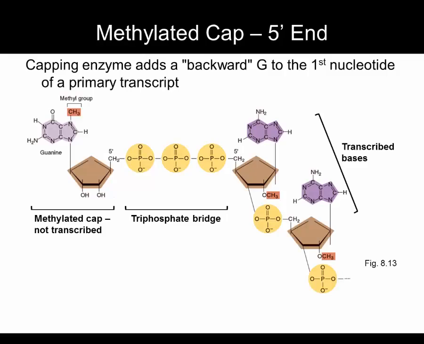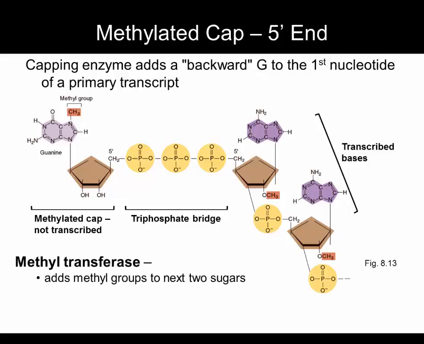This image shows the methylated guanine attached to the 5' end of the transcript. You can see it's attached backwards. The two sugars are linked from 5' carbon to 5' carbon via a triphosphate bridge. Also, it's not just the guanine that's methylated. A methyltransferase adds methyl groups to the 2' hydroxyls of the first two sugars of the transcribed nucleotides. This all stabilizes the mRNA molecule, preventing it from being degraded too quickly. And it plays a role in ribosome binding, which is key in the next step of expression, translation.